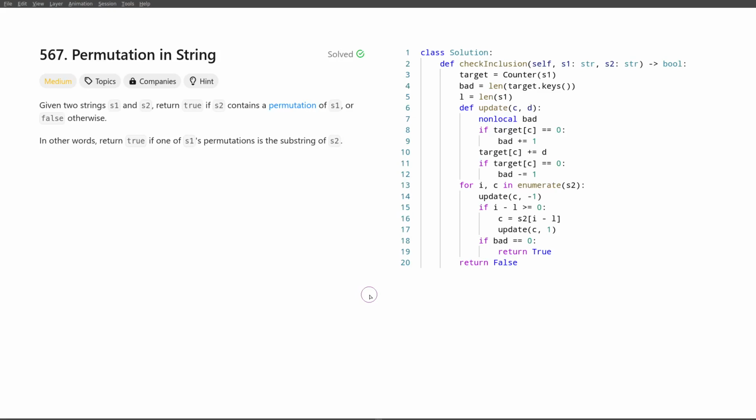Hello everyone. Today we'll talk about the solution of the problem permutation in string. We have to decide if one of the strings that we're given contains the other or a permutation of the other as a contiguous substring. Okay, so a natural first step to solving this problem is to solve a simpler problem which just asks us, given two strings, is one string a permutation of the other?